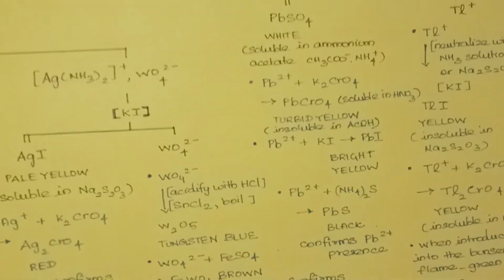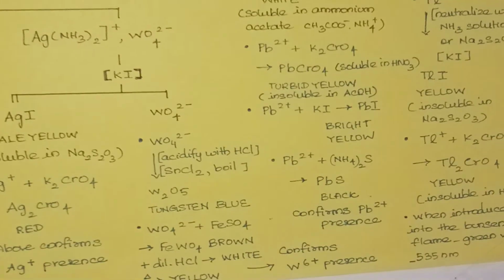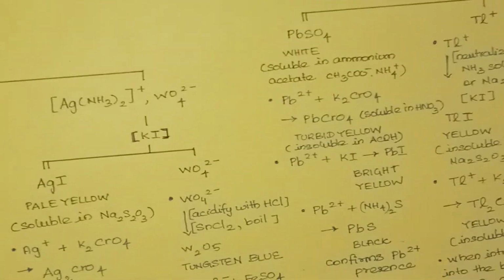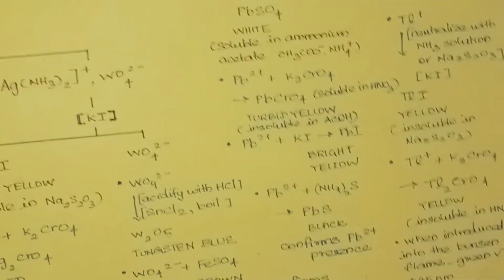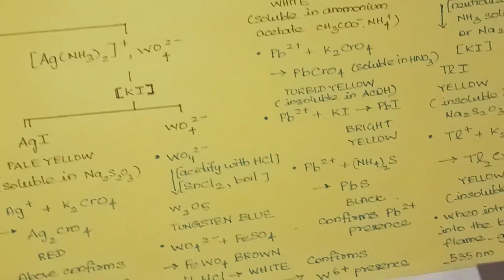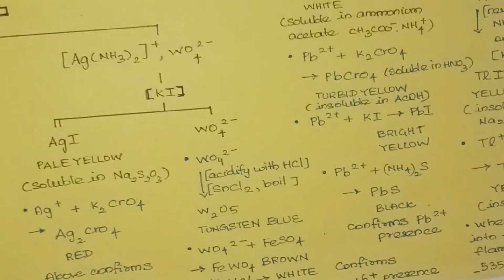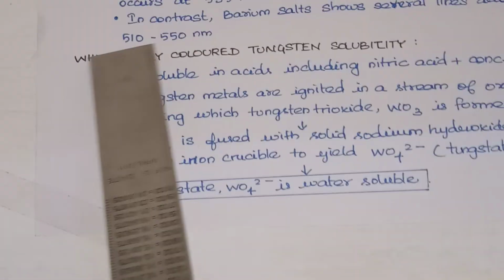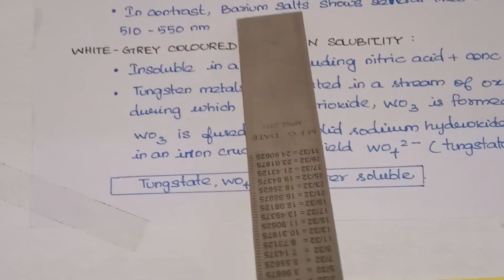Now how can you conclude whether it is thallium or barium? If that is the question, you can do spectroscopy analysis. If you are getting a single sharp line at 535 nanometer, it is thallium. If you are getting several lines around 510 to 550 nanometer, that is barium salt. Is that clear? Thank you.